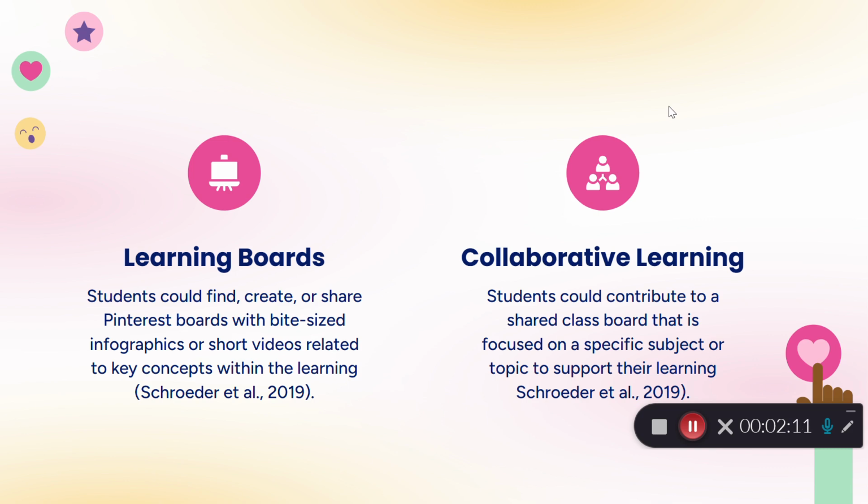Students could also engage in collaborative learning. They could contribute to a shared class board that is focused on a specific subject or topic to support their learning. Something else that we learn about in my science class is Alfred Wegener's 6 theories that supported continental drift. We could have each student work on one of the six theories and then share together on this collaborative board.